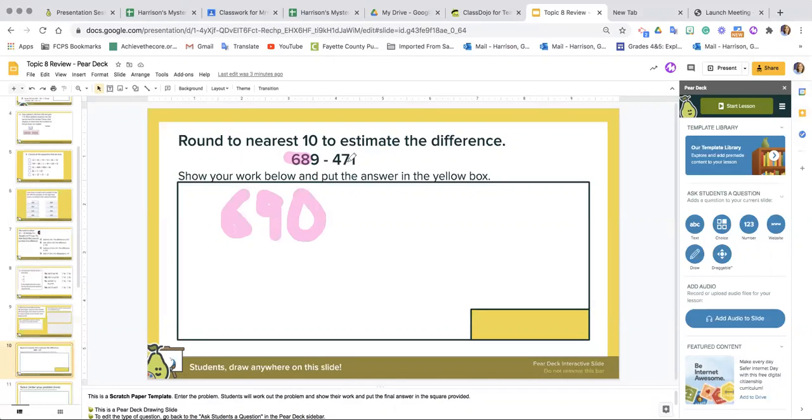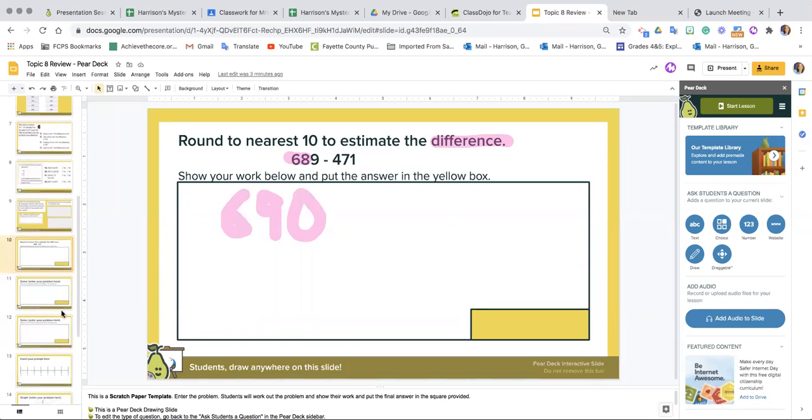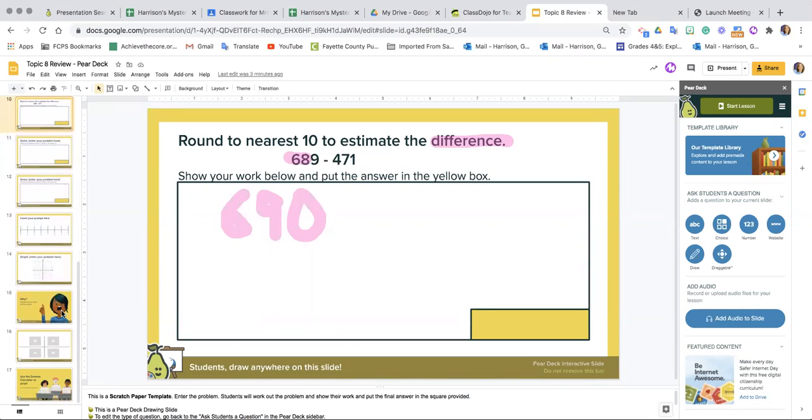Okay, and then do the same thing for 471. Subtract to find the difference, and then put your answer in the box. There are some other slides on here, but they're just extra slides within the presentation, so you don't have to worry about that.